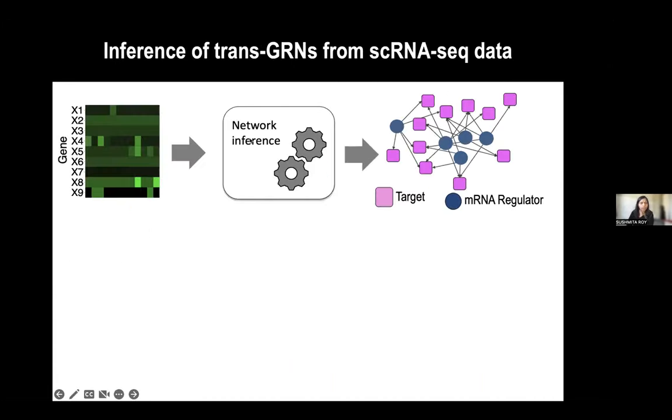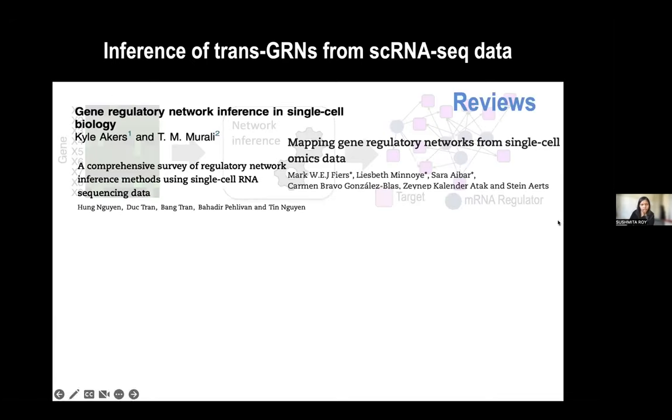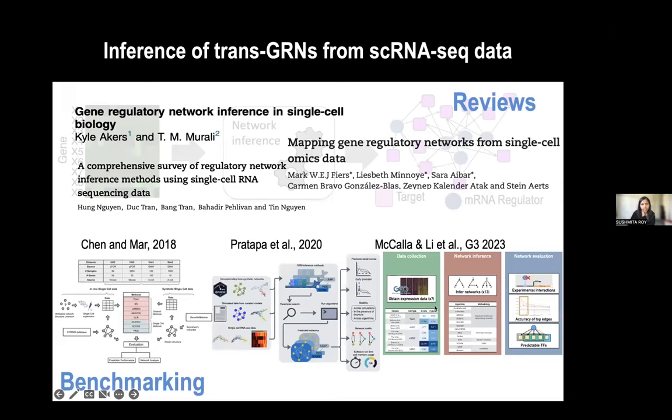And with the emergence of single cell data, this has become again an exciting problem to think about, where we have genes again on the rows, but along the columns, we have individual cells. And then we can feed in different network inference algorithms. There are several different algorithms out there that use just gene expression. If you're interested, I encourage you to check out these two reviews, and also benchmarking studies, including one from our group, where people have tried to compare different network inference algorithms.